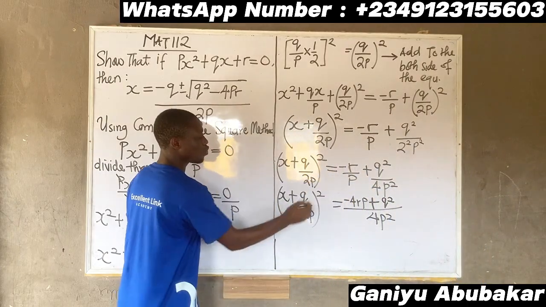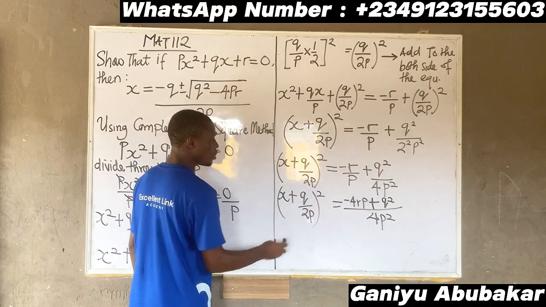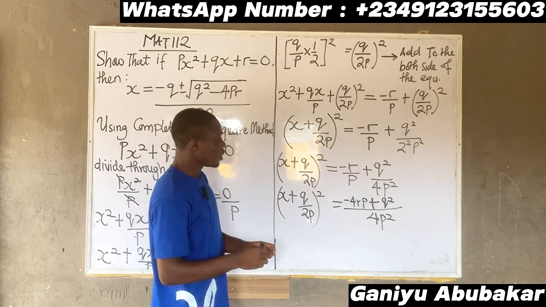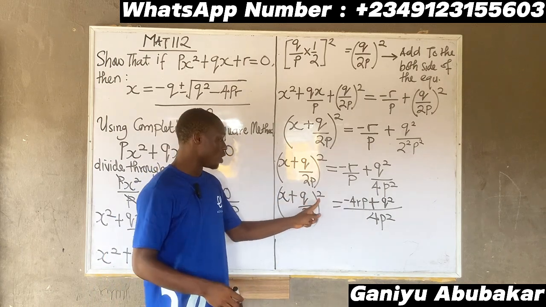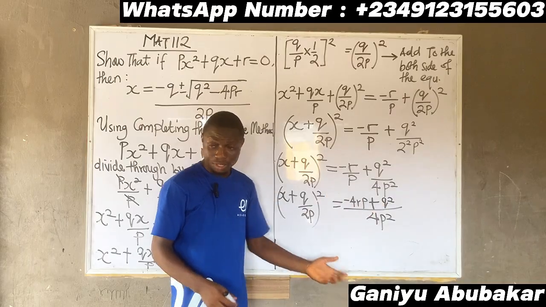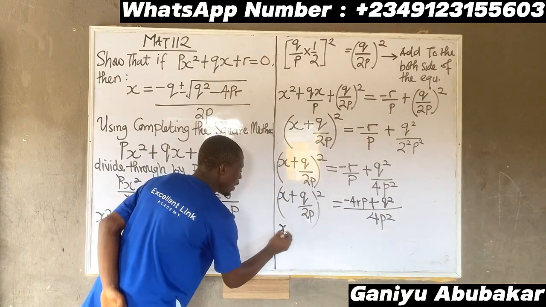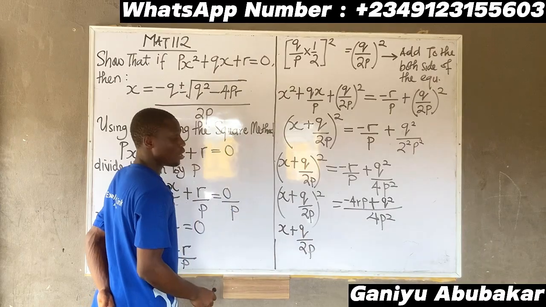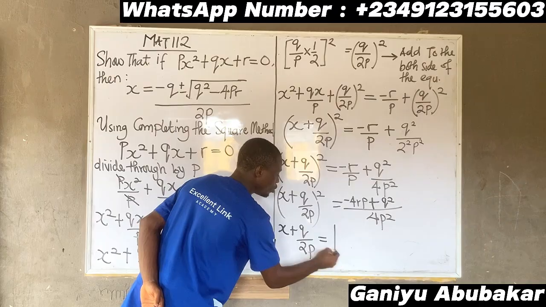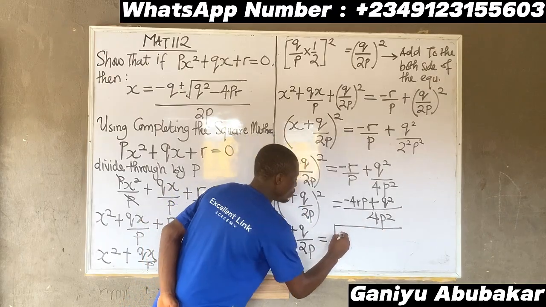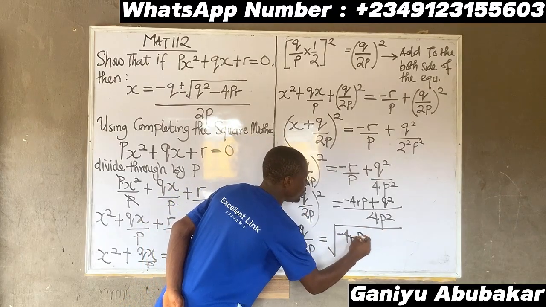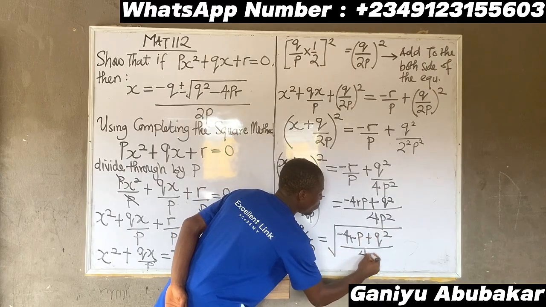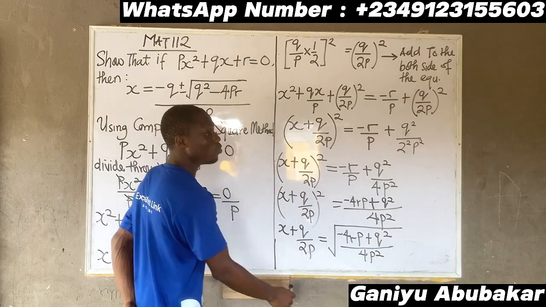Now my next task is I'll take this square to the other side. When you take the square to the other side, that gives you what? A square root. That gives you x plus Q over 2p equal to plus or minus the square root of minus 4rp plus q squared, all over 4p squared.